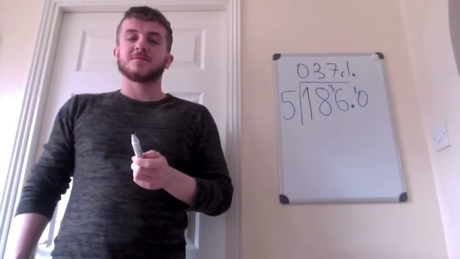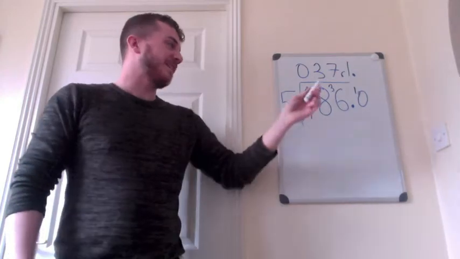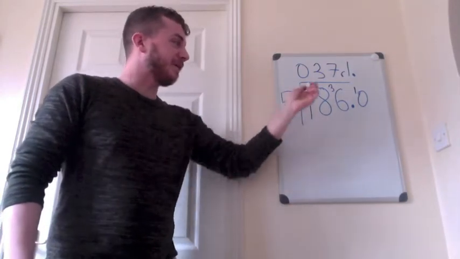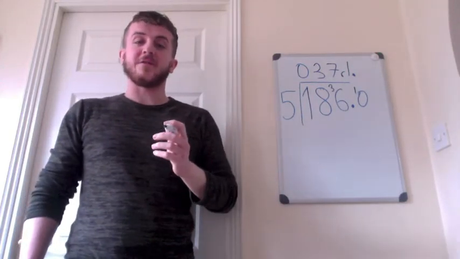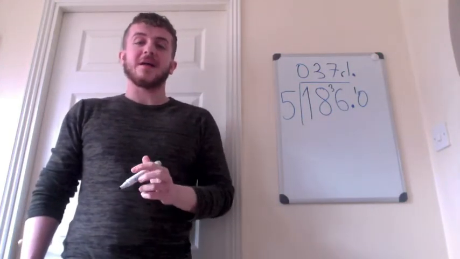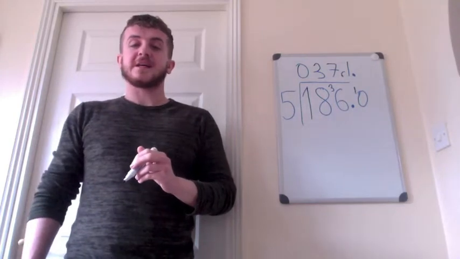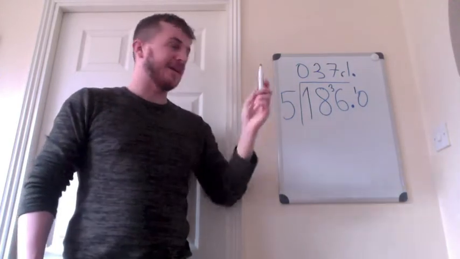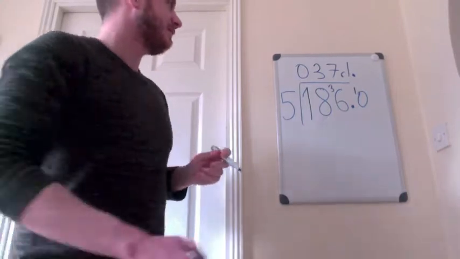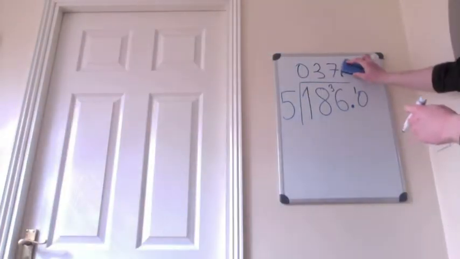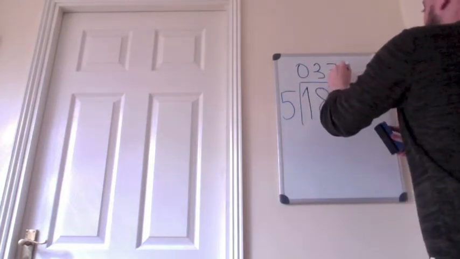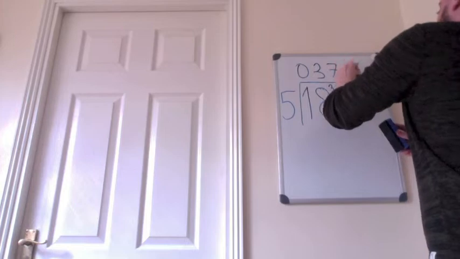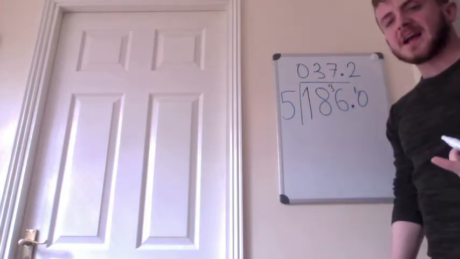Now, this is our final step. We need to calculate how many 5s go into that 10 now. Using my knowledge again of the 5 times tables, I know that 2 times 5 equals 10. So 2 5s go into that 10, so I can get rid of that remainder at the top here. Because 2 5s go into that 10, it's going to be 37.2 as my final answer.